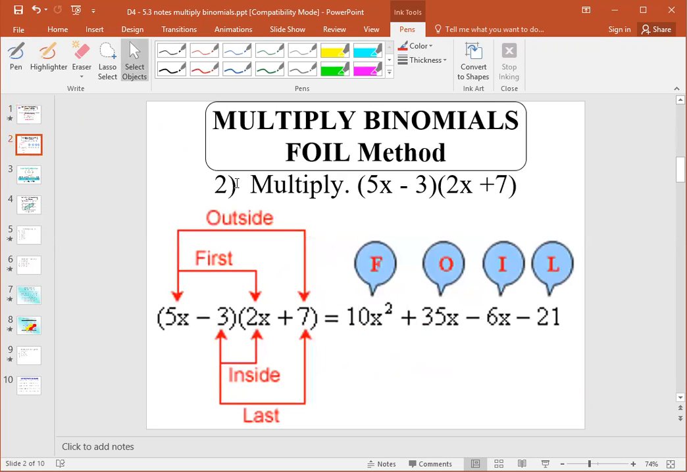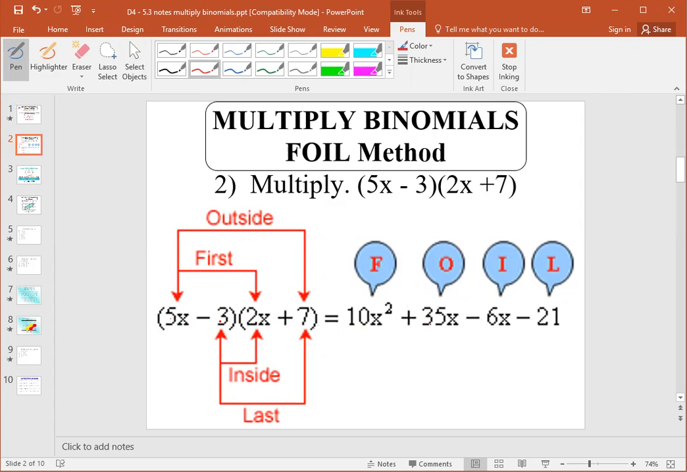Okay, the second way is by FOILing. So some of you have seen where you actually do first, outer, inner, and last. First meaning the first two terms here. So 5x times 2x gave us 10x squared. Then we do the outside, 5x times 7, so the extremes. 5x times 7 is 35x.